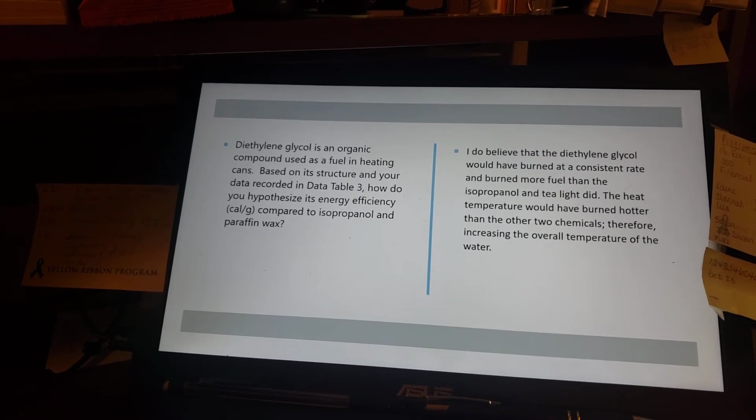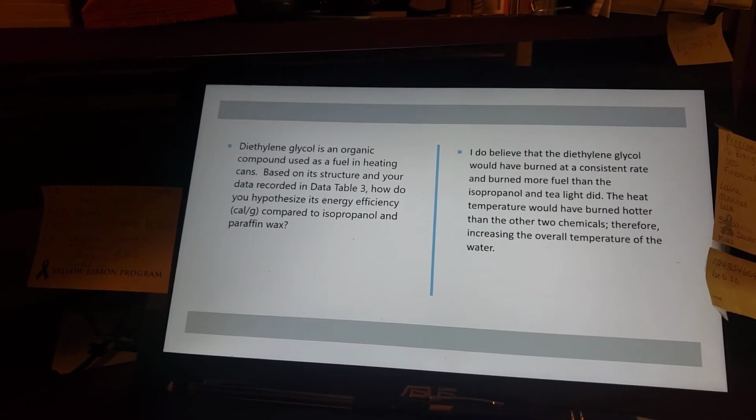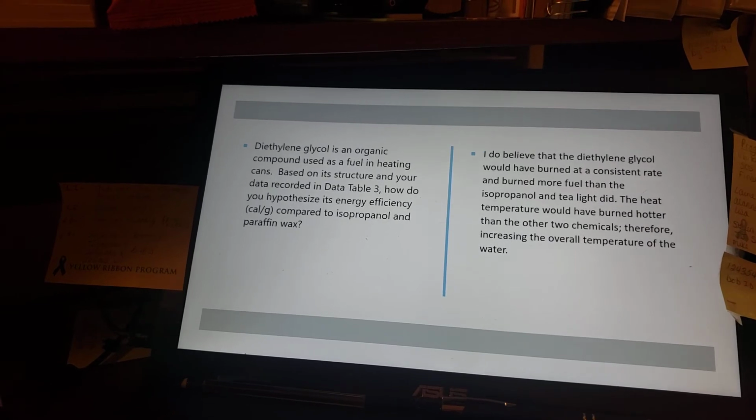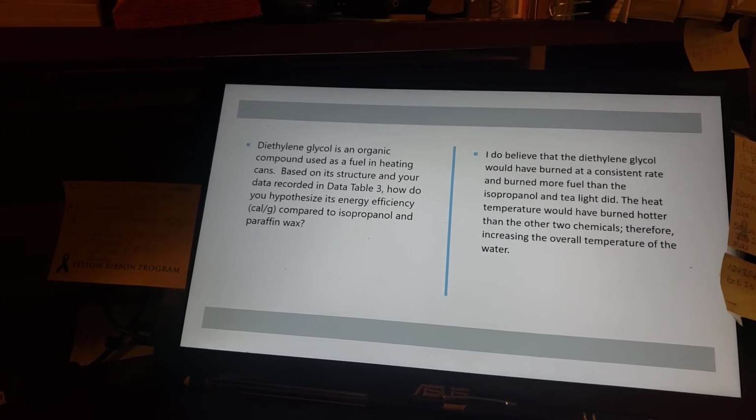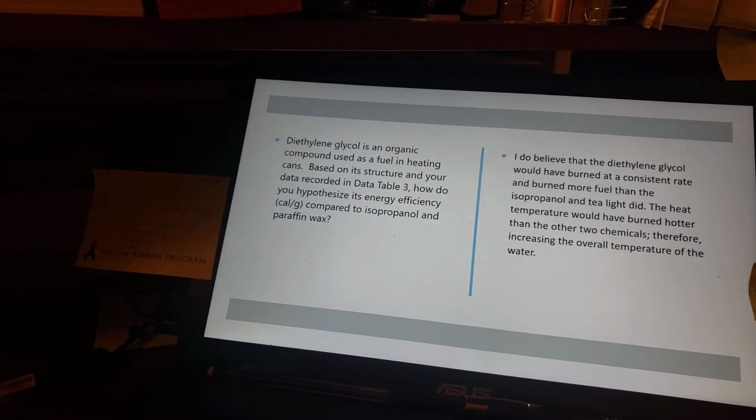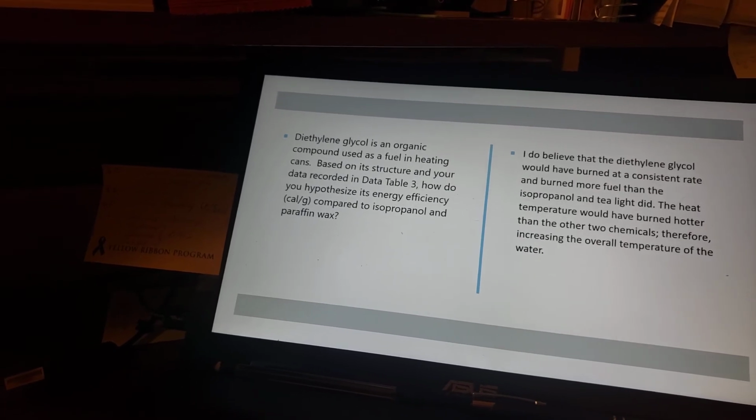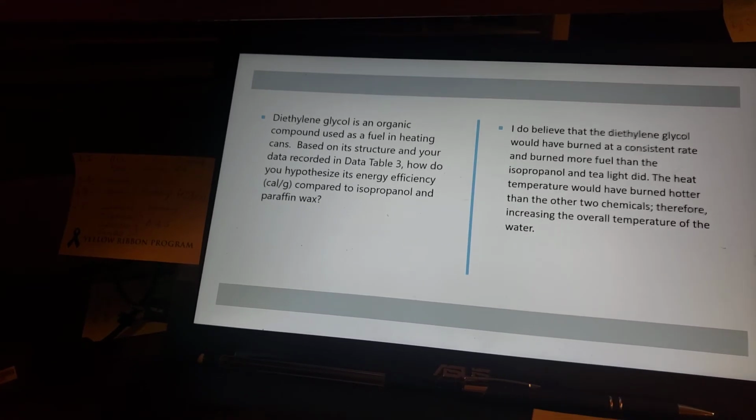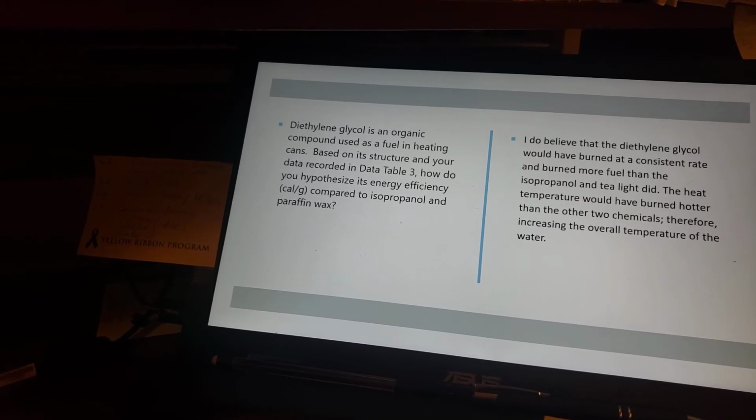The heat temperature would have burned hotter than the other two chemicals, therefore increasing the overall temperature of the water. So essentially, we would have seen a higher degree in Celsius burning the diethylene glycol.